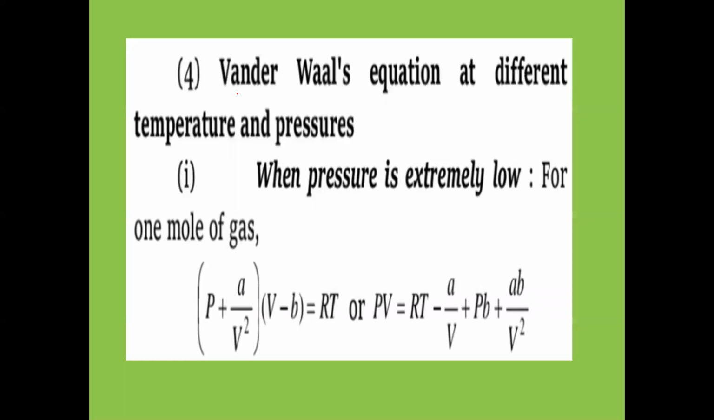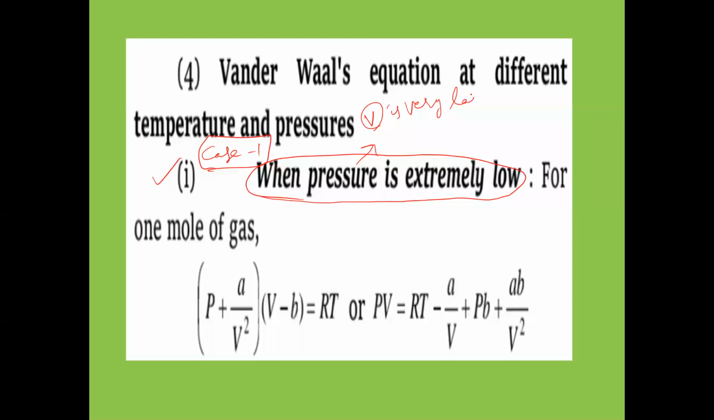Now here, the Van der Waals equation at different temperatures and pressures, we have to understand. First condition, case 1: when pressure is extremely low, what we have to understand is that volume is very large.